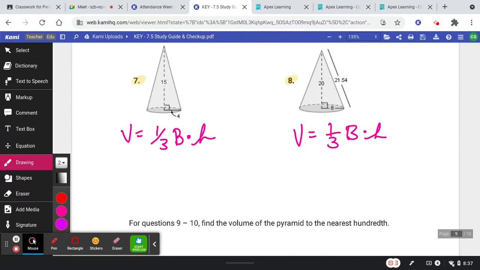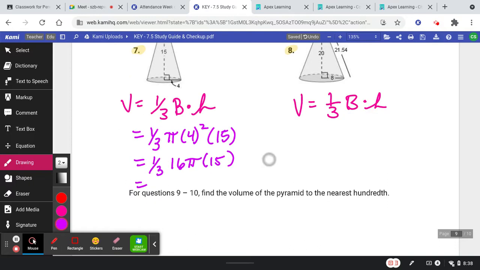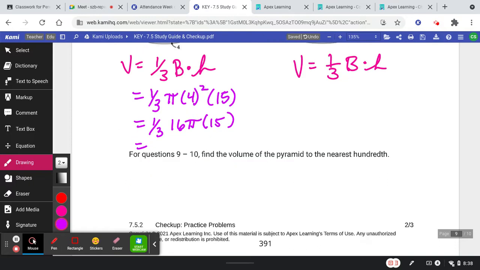All right, so first we want that same base area, Daniel. What's my radius so I could do my pi r squared? And then the height of that solid? Great. So 1/3 of 16 pi times 15. Can you first just do 16 times 15 for us? 240 pi, and we want 1/3 of that, so do 240 divided by 3.